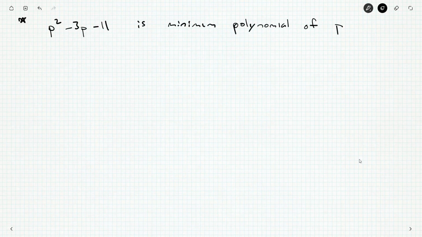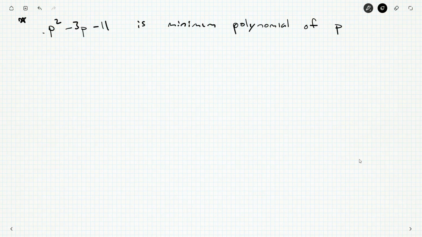Okay, if you're sticking around, let's do minimum polynomials. Okay, so I know p squared minus 3p minus 11 is the minimum or minimal polynomial of p. As I mentioned before, p is not rational, so it's not going to be something like 10p minus 8 or something like that. So the next smallest you could get is a quadratic, and since this has 1 for its leading coefficient, this is what we call a minimum polynomial.